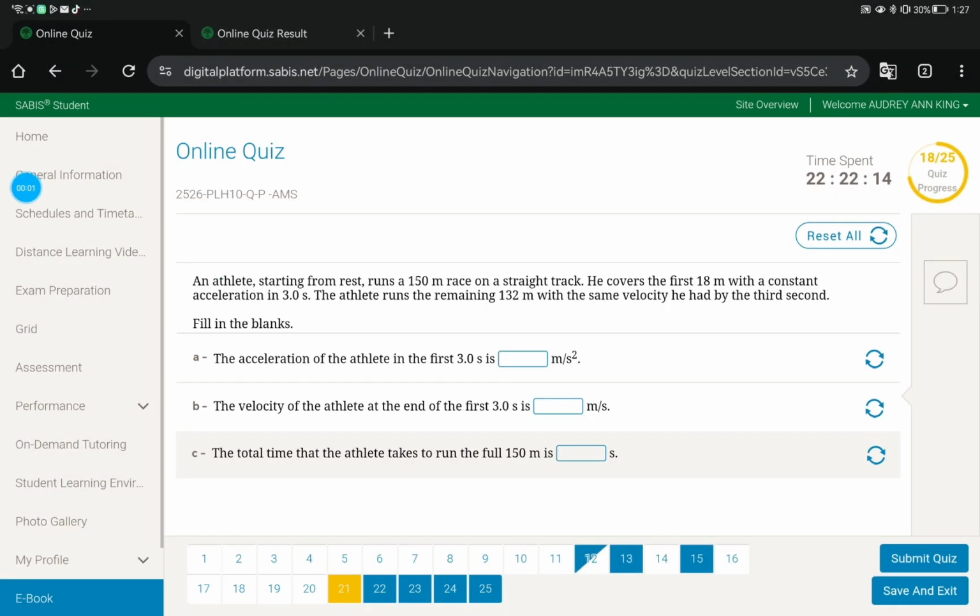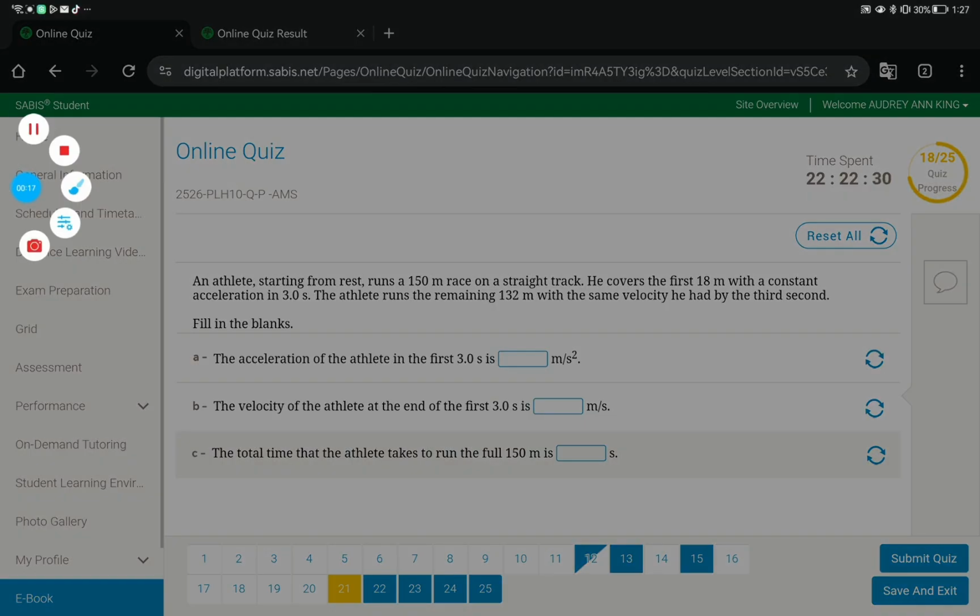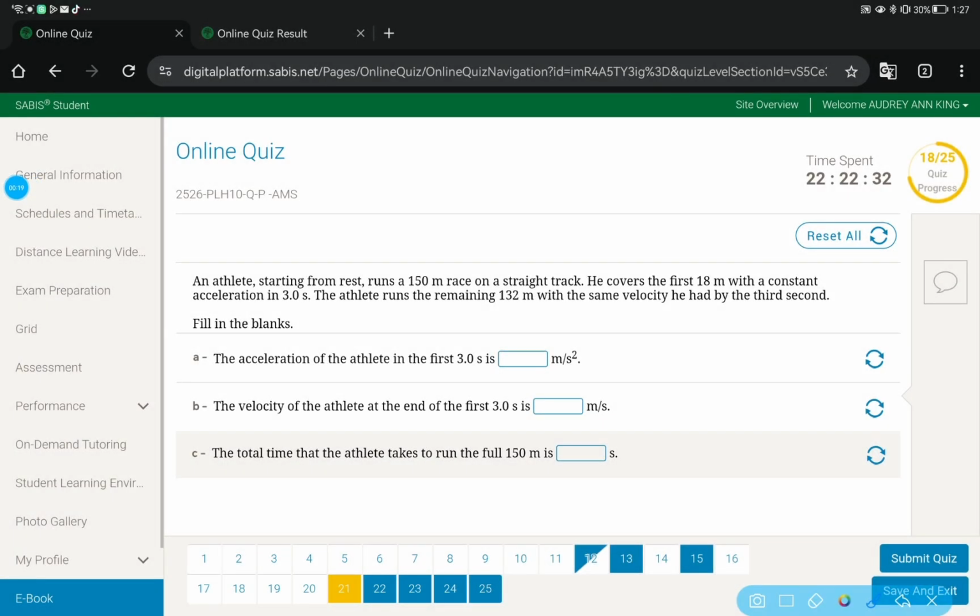An athlete starting from rest runs a 150 meters race on a straight track. He covers the first 18 meters with a constant acceleration of 3 seconds. He runs the remaining 132 meters with the same velocity. So the acceleration in the first 3 seconds is blank, and the velocity at the end of the first 3 seconds is blank. So the first leg is the acceleration of the athlete in the first 3 seconds. That's what we need to find first.